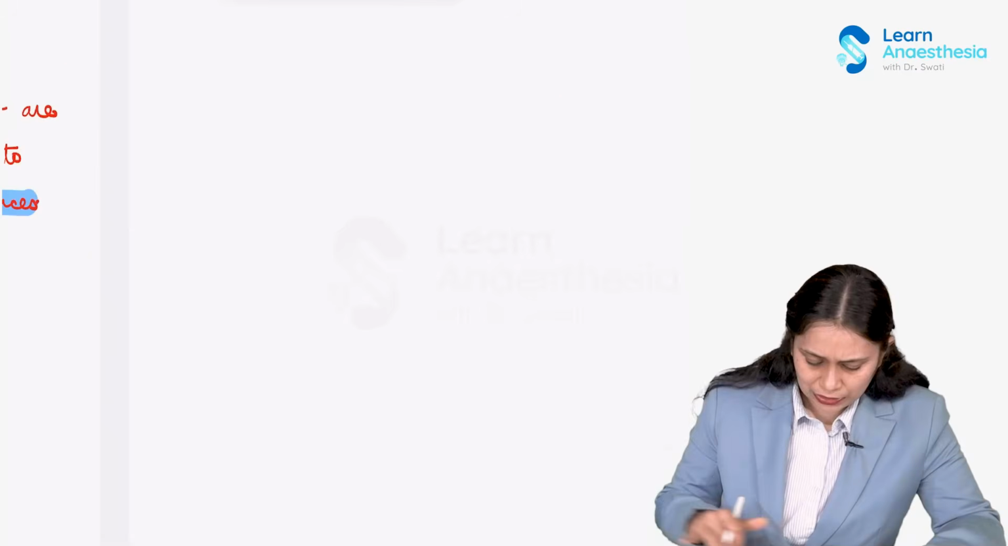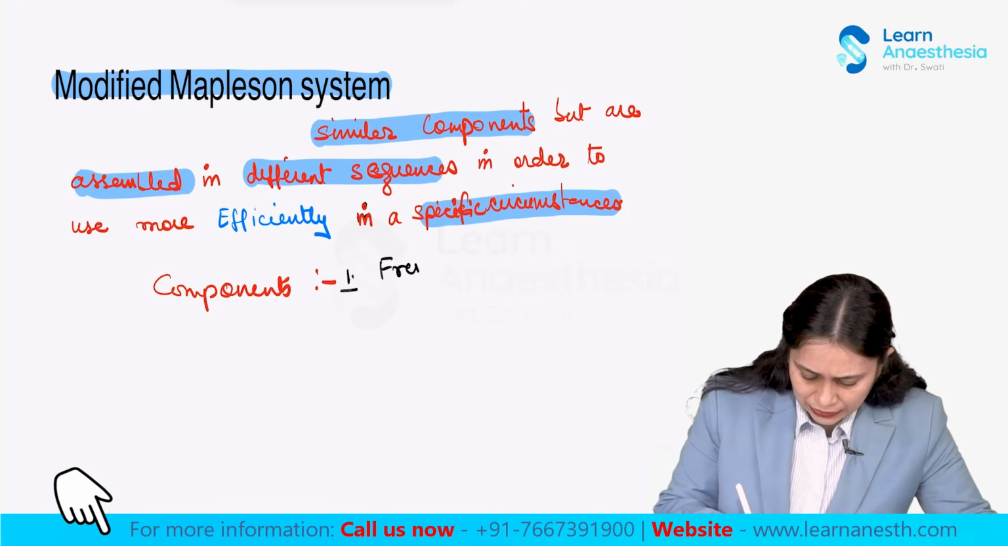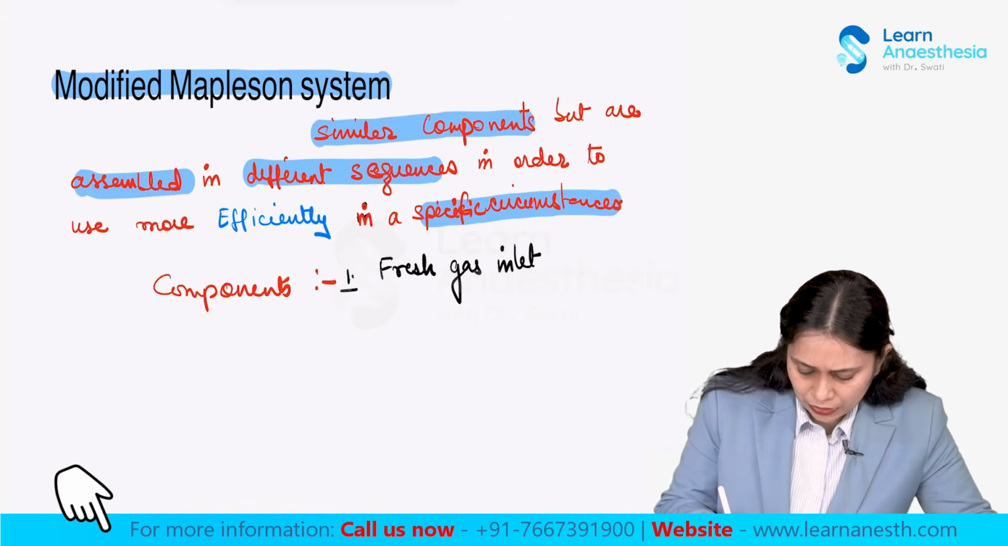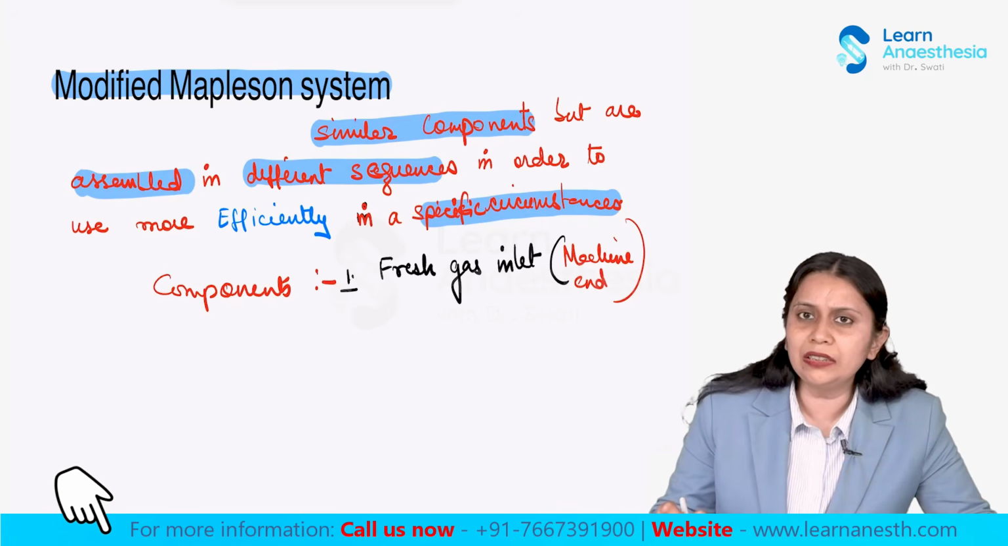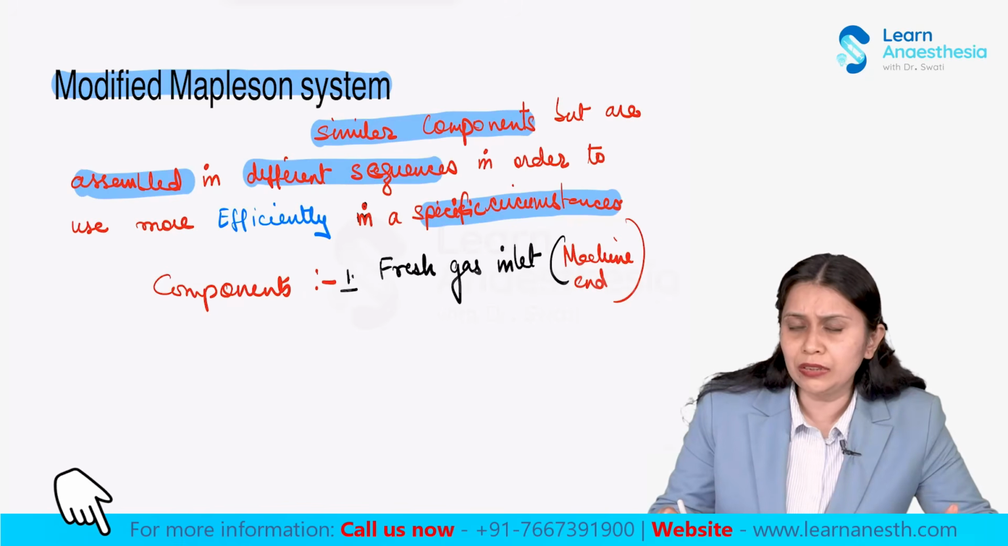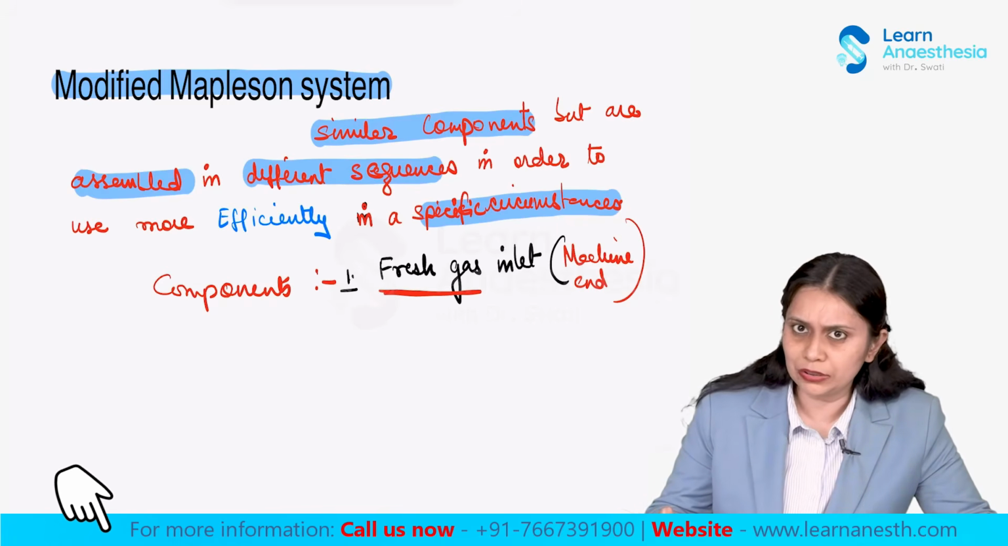So what are the different components I told you? Number 1 was the fresh gas inlet, or we also call it the machine end. Whatever gas enters from the machine into the circuit, from the outlet of the machine where the circuit is attached, that is called fresh gas, right? So that is the first part.